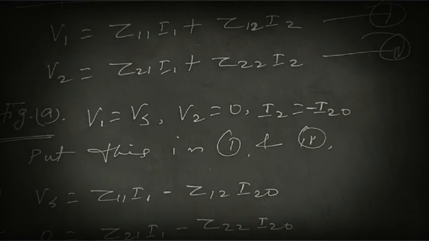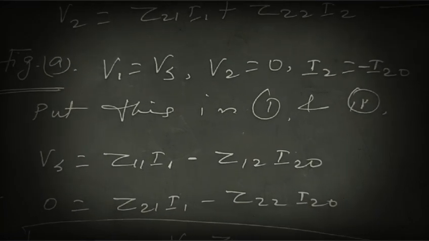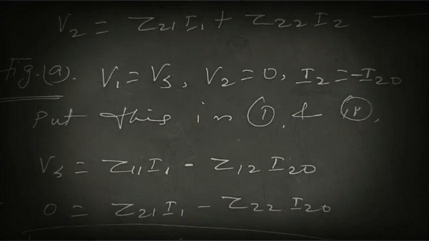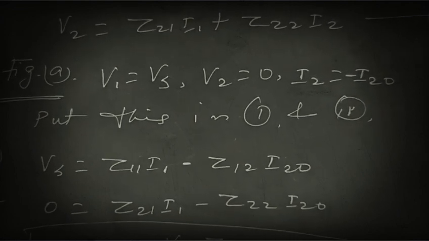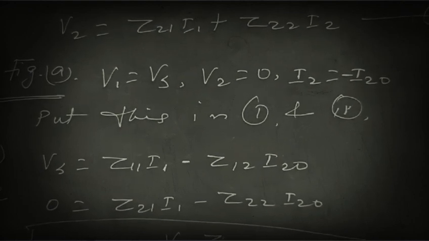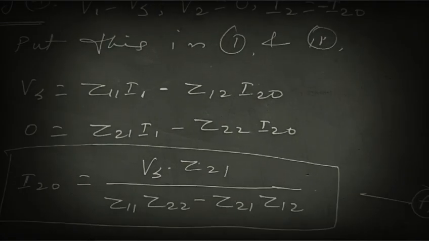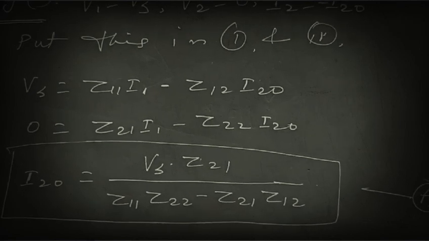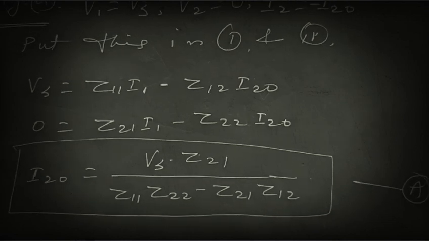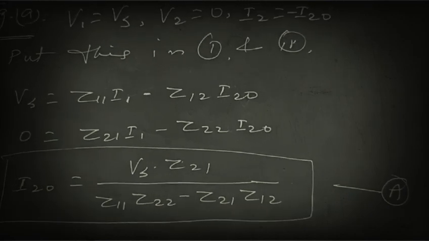From equation 1 we get Vs equal to Z11 into I1 minus Z12 into I20, and from the second equation, since the value of V2 is 0, we get 0 equal to Z21 into I1 minus Z22 into I20. From these two equations we get the value of I20 as Vs into Z21 divided by Z11 into Z22 minus Z21 into Z22. So this is equation A.